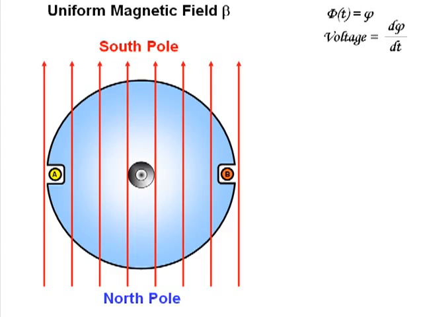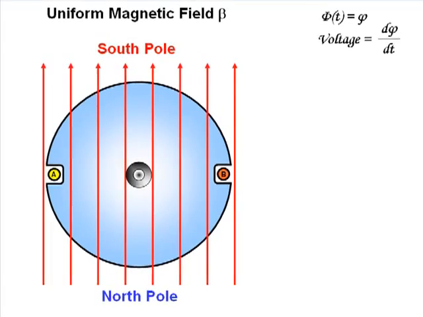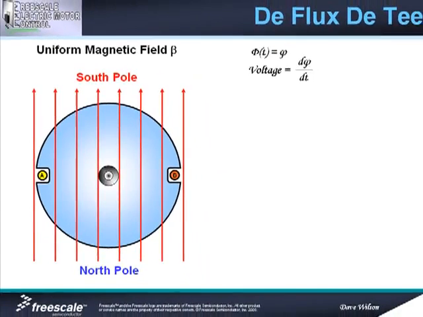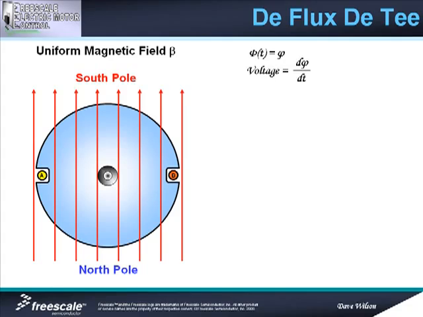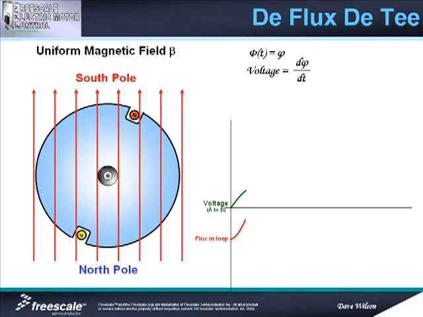But wait a minute. If the magnetic field is said to be uniform, then how can the flux in the loop be changing? The answer is to change the cross-sectional area of the loop with respect to the magnetic field by rotating the loop. Let's watch what happens as we spin this loop of wire in the counterclockwise direction.